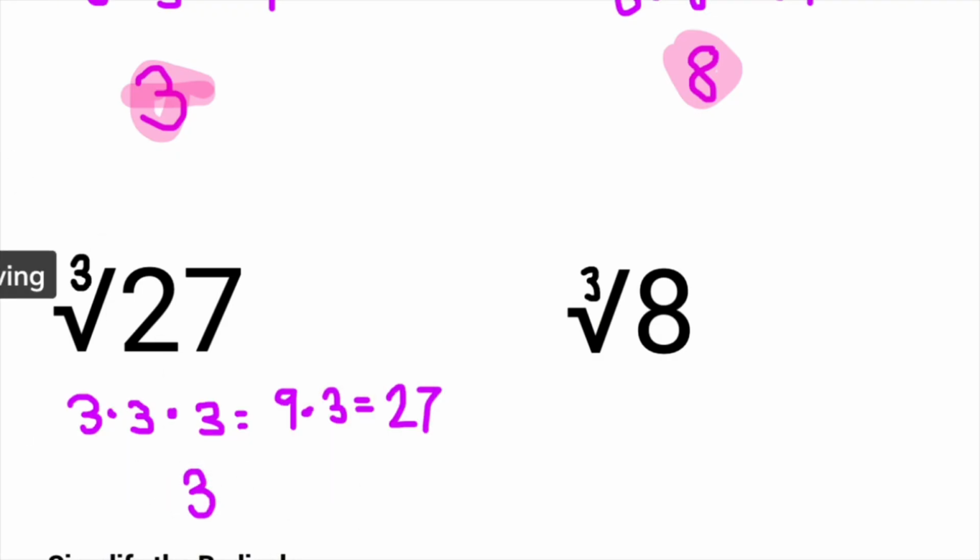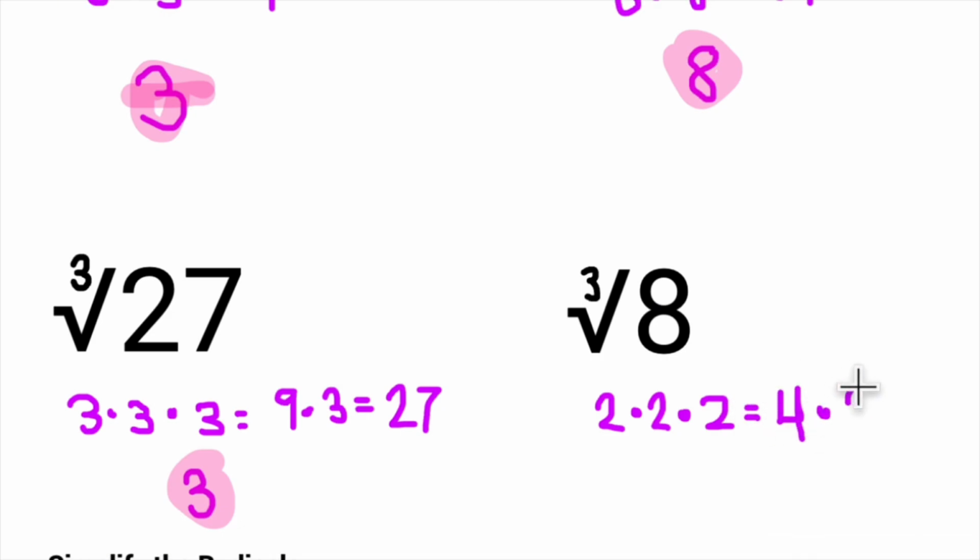So now same thing with the next cubed root. So we're just going to find 3 numbers that get the number 8. So 2 times 2 times 2 is going to get 4 times 2, and that is going to get 8. So our answer is just going to be 2.